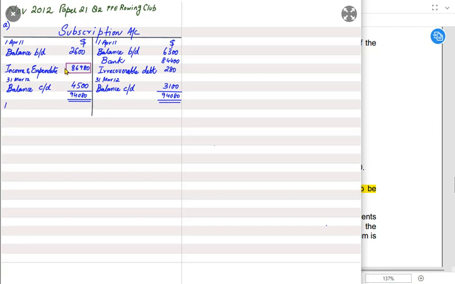So beta, this is basically the income that needs to be recorded in the income and expenditure account. Now, as you can see, beta, there are two balance CDs. The balance CD that is coming on the credit side should become balance BD, and this must come on the debit side. And this balance CD that is coming on the debit side should become a balance brought down at the start of the next accounting period, that is 4500. Okay, so this is, beta, how we prepare a subscription account.